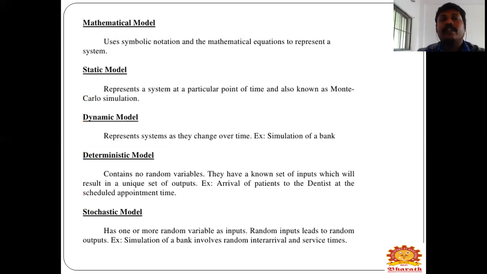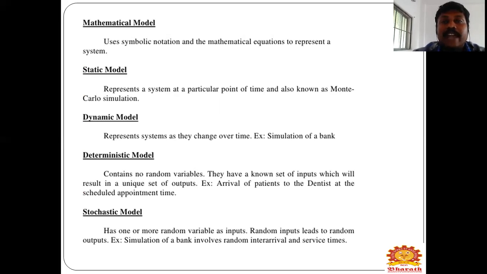First of all, what is a mathematical model? A mathematical model uses symbolic notations and mathematical equations to represent a system, and is called a mathematical model or a physical model. And next one is a static model. It is a representation of a system at a particular point of time, and is also known as Monte Carlo simulation. That is a static model.